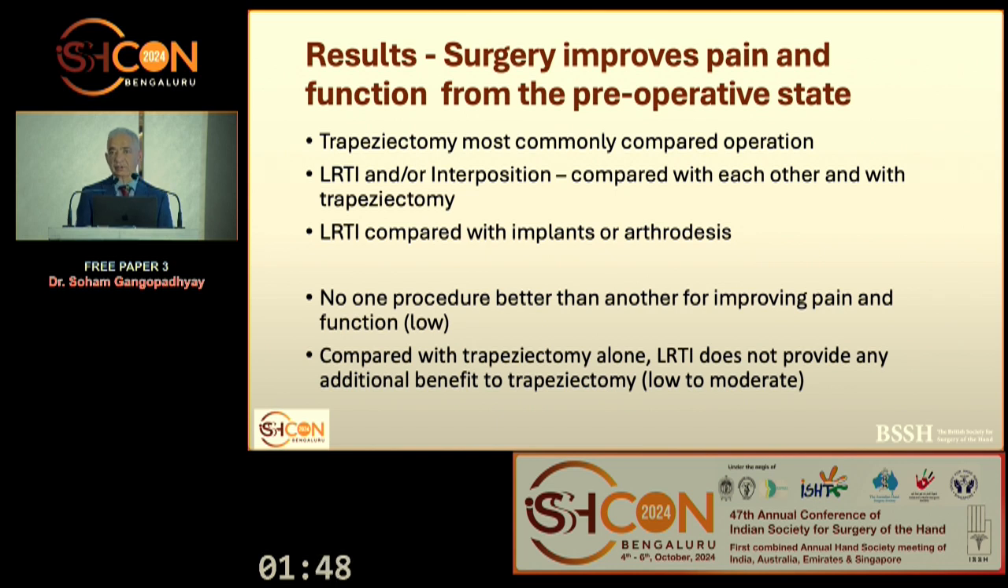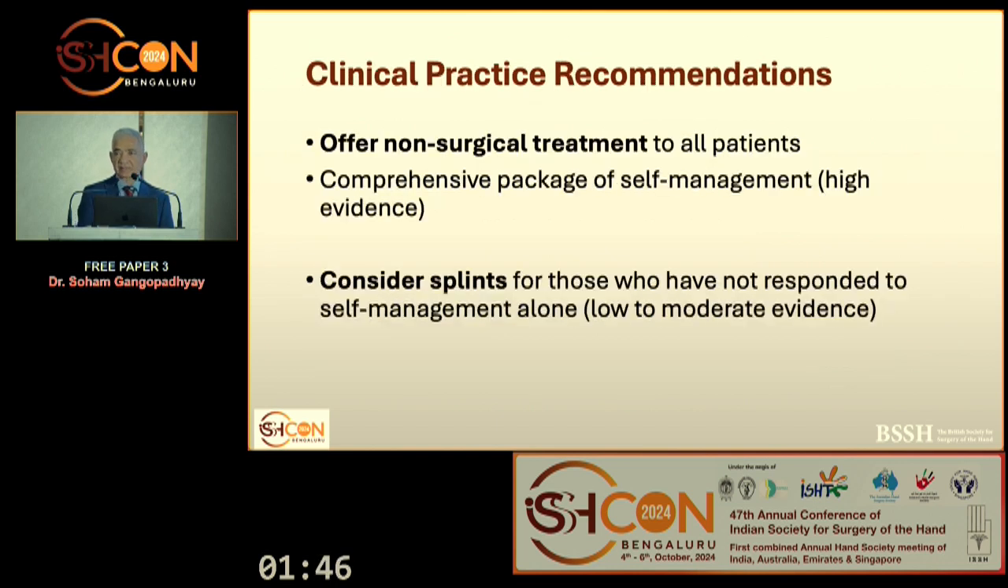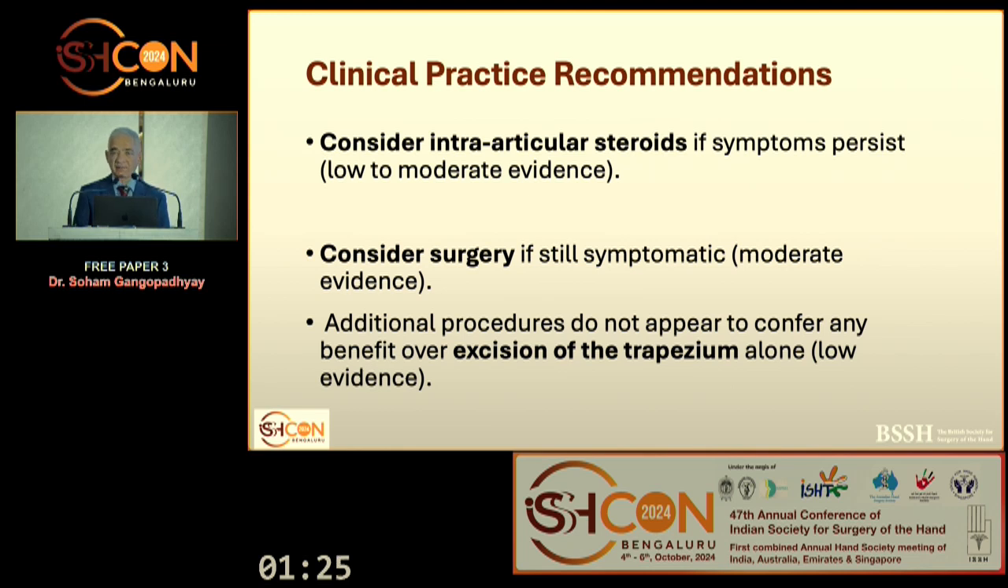So all these results were then converted into guidelines as clinical practice recommendations. We recommend that any patient coming with thumb-based arthritis should be offered conservative management, a multimodal therapy regime, and ultimately a supported self-management package. If that is not sufficient, we offer splints. If that is not enough to control pain and function, then steroid injections can be considered. And finally, if the patient remains symptomatic, consider operations. And when we do consider surgery, trapeziectomy seems to be as good as any other operation.